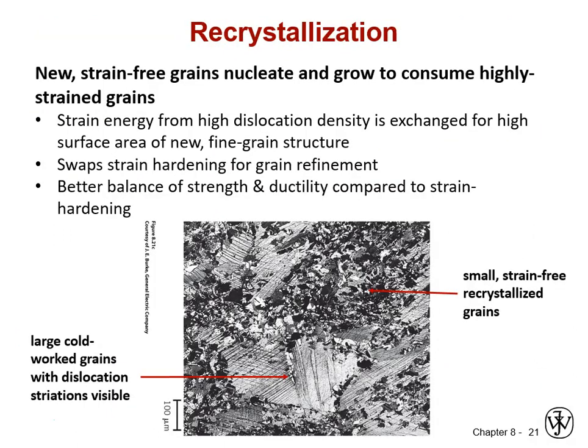So this is again, an optical cross-section micrograph of a partially recrystallized material. So you can see there is a lower red arrow pointing to a big grain that is a large cold work grain, and you can see some vertical stripes on it, kind of like zebra stripes. Those stripes are actually the striations of slip from individual dislocations. So that's a large, very highly strained grain. It's got a tremendous amount of elastic strain energy locked into it.